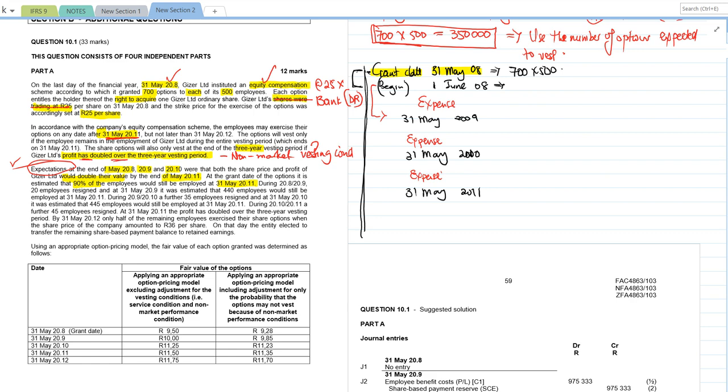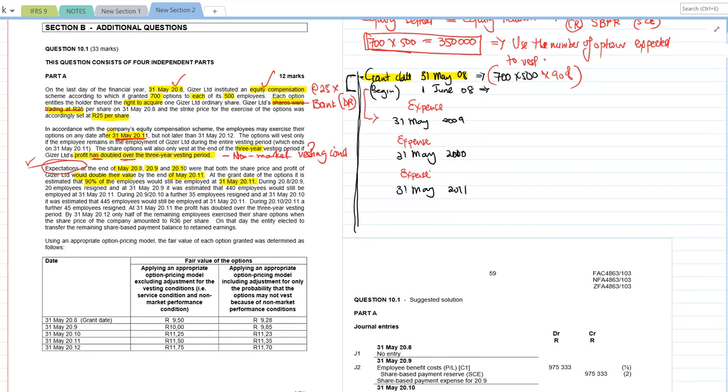So number of instruments expected to vest, let's go and put it. It's 500 employees multiplied by 90% only, multiplied by the 700 options per employee. So that is the number of instruments expected to vest. So far I have that number. And then during 2008 and 2009, 20 employees left. So minus 20 are gone. So these ones are not part of the equation anymore because they are gone. Remember, if they don't render service, no expense should be recognized according to paragraph 19. Just now we read about it, right? By the way, you can go on up to paragraph 21. Okay.